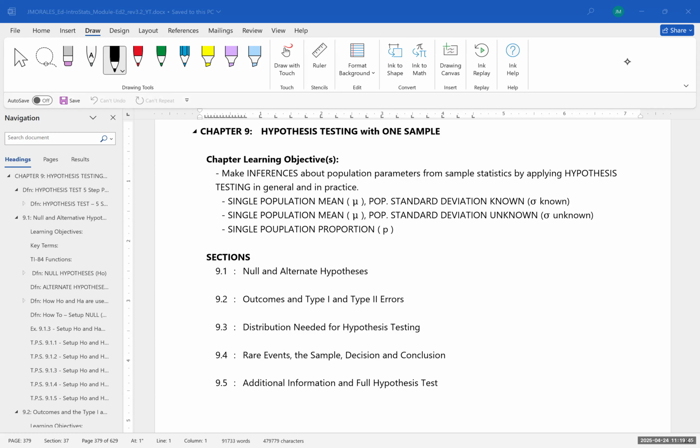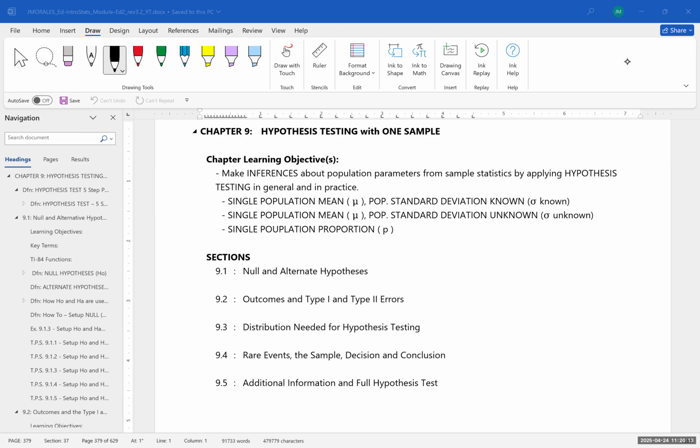Okay, here we are in chapter 9. Chapter 9 begins teaching the hypothesis test. All of the future chapters that are going to come will be doing hypothesis testing. So we're going to be using the same steps to conduct a hypothesis test as we're going to be learning here in chapter 9 in future chapters.